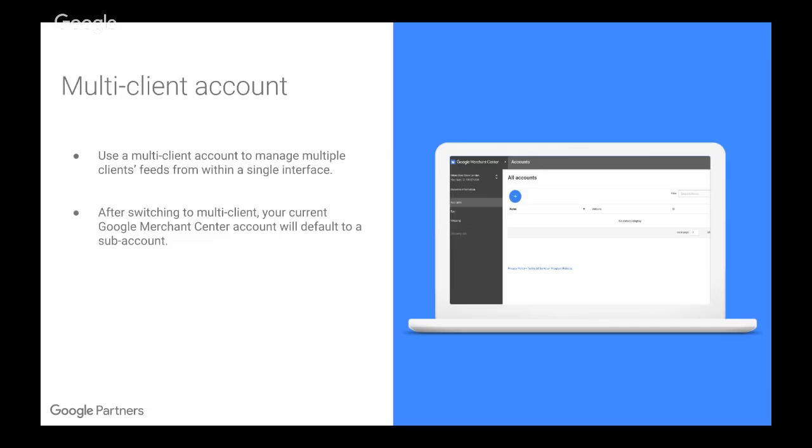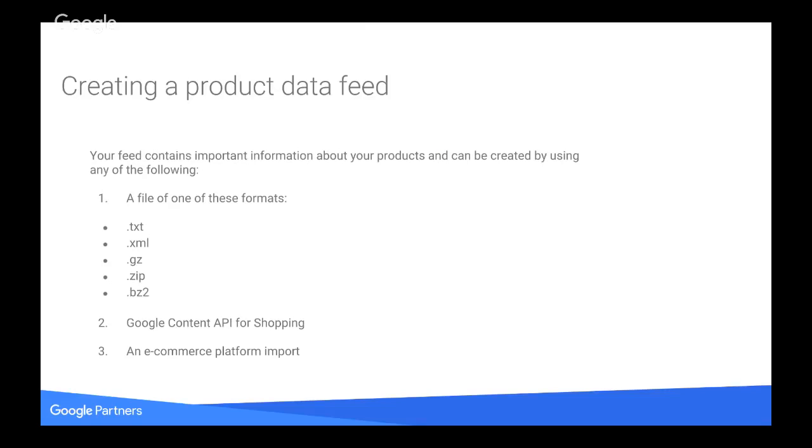You can do this by asking a Google rep to switch over to a multi-client account for you. And also, after switching to multi-client, your current Google Merchant Center account will default to a chosen sub-account that you want, right? So if you have a current Merchant Center account, once we convert it to a multi-client account, your current account becomes a sub-account of your multi-client account in essence, right? And then you can go ahead and add in as many client accounts as you need at the moment.